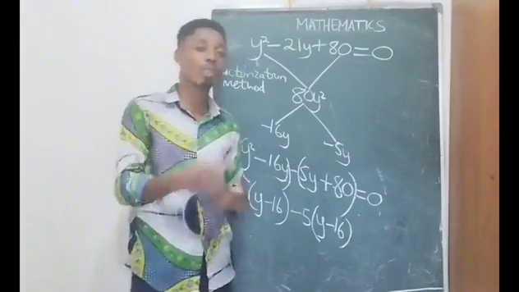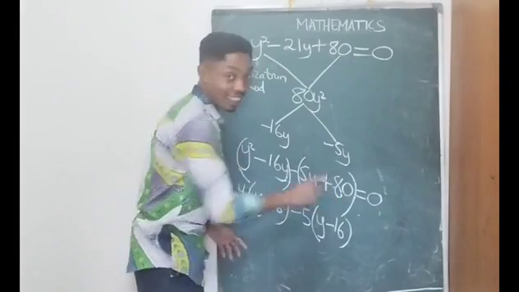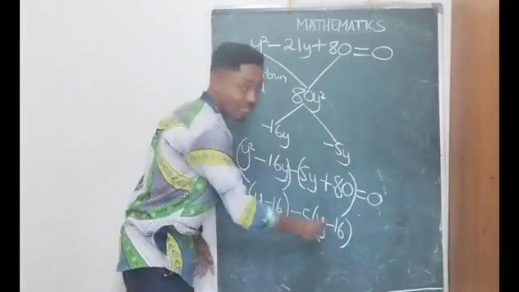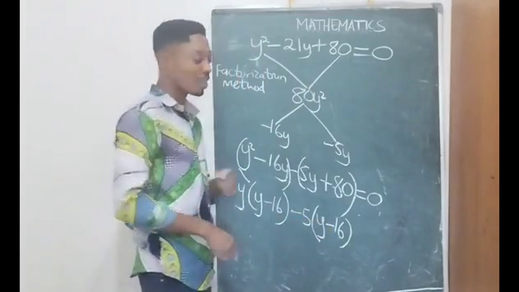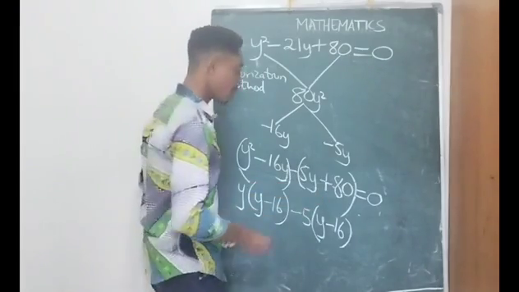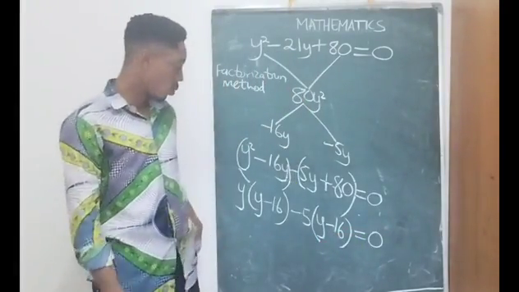Some students make the mistake of saying, because this is plus, they now say this is plus 16. So take note of that. When you have a minus sign here, you have a plus sign here. All right. So this equals 0.